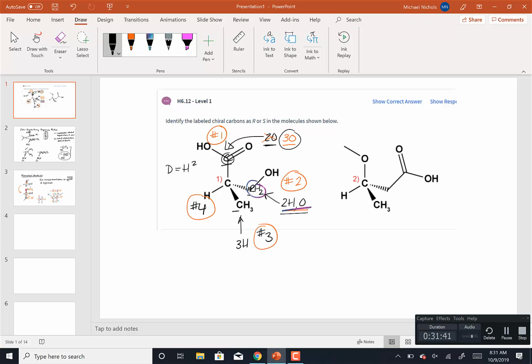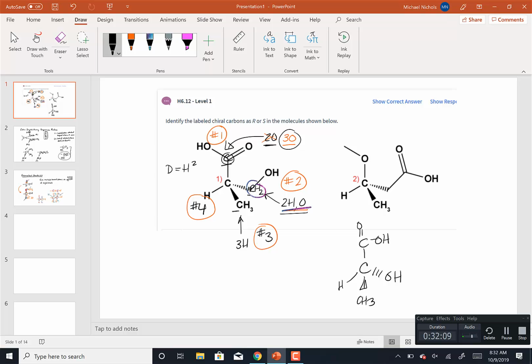If where we have number 2 right now, if it was just an OH and not the CH2 before it, would you be able to assign that priority before we go and break the tie? So if we had the OH there, we had the CH3 here, we have the H there, C double bond O, OH.